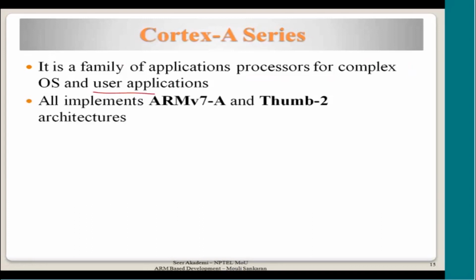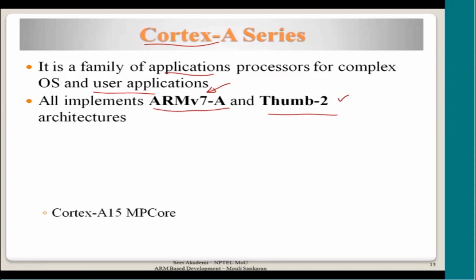Now, the Cortex-A series, okay, it's a family of application processors for complex OS and user applications. It follows ARM's V7A. A means application processor. If you hear Cortex family, you should immediately remember that at least some of the Cortex-A series follow the 7A ISA. That will help you to know what features are there in that particular series.